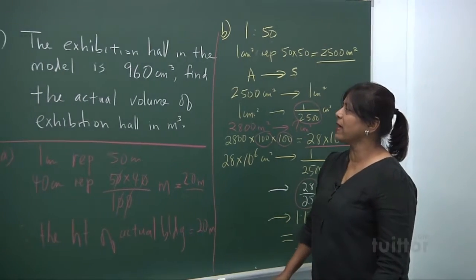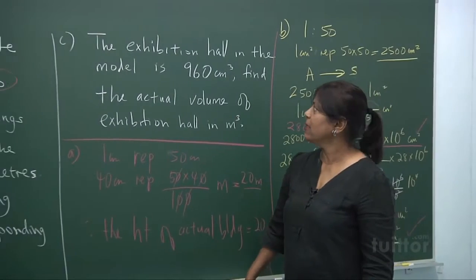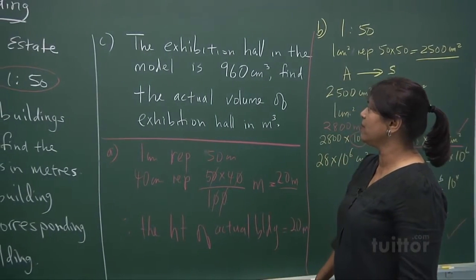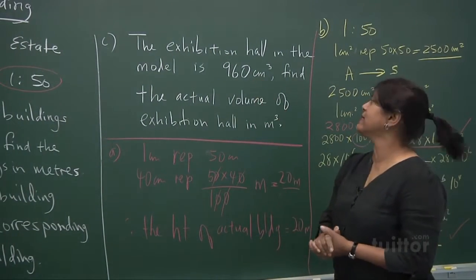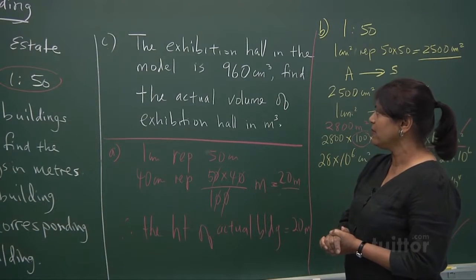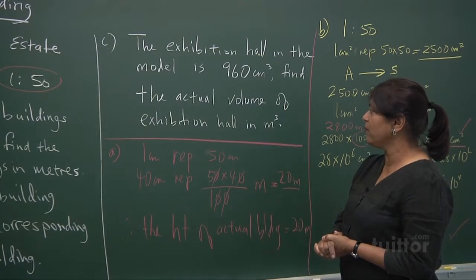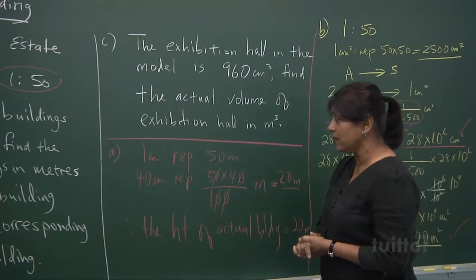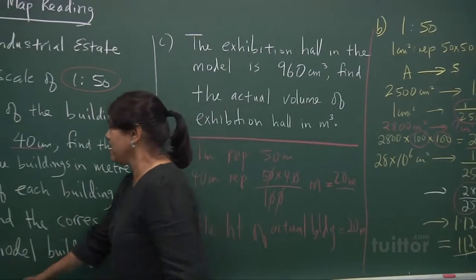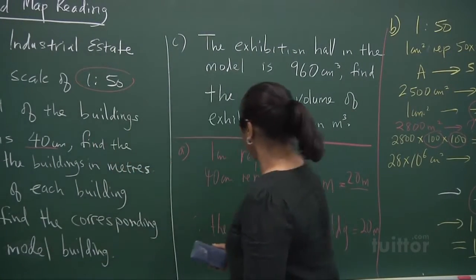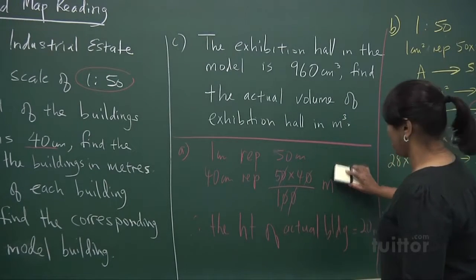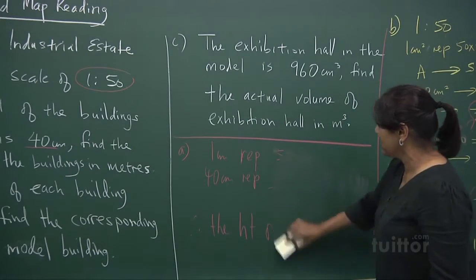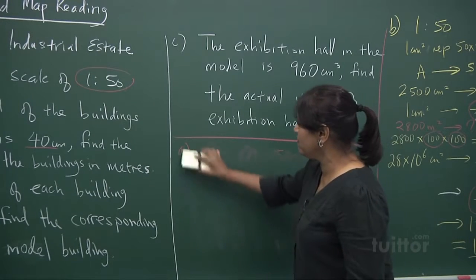Now we're going to come to the exhibition hall, the volume. The exhibition hall in the model is 960 cm cube. Find the actual volume in meter cube. Let's look at this and let me erase this part of it. We will move away from this. Now this is volume.